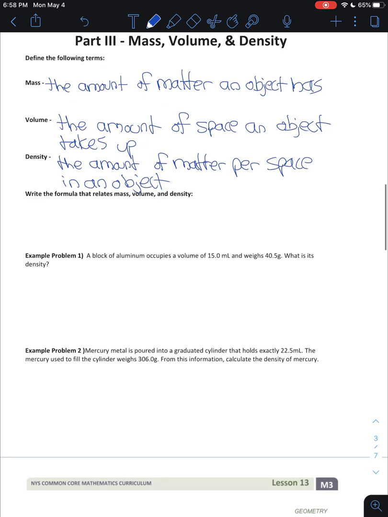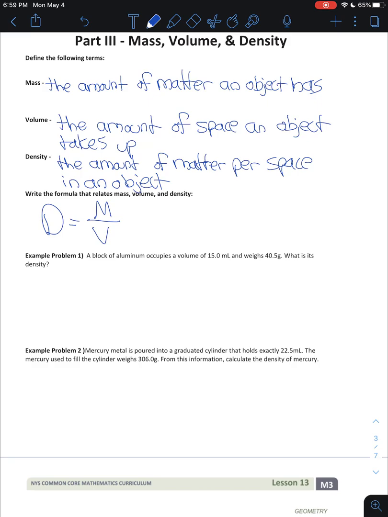Now, there's also a mathematical formula that relates the concepts of mass, volume, and density. And that formula is basically density is equal to mass over volume. Make that V a little better there. So I remember that's literally what I said density was, right? It was basically just the amount of mass per space, or the amount of matter per space.